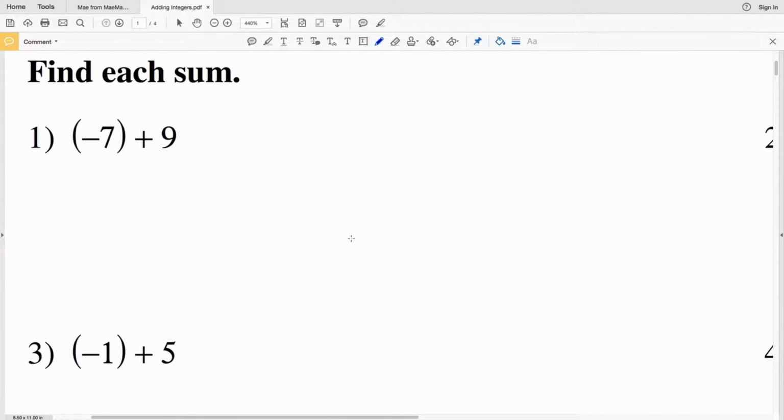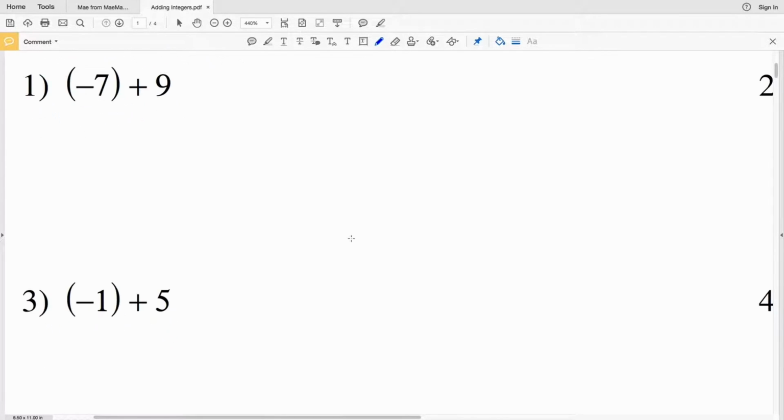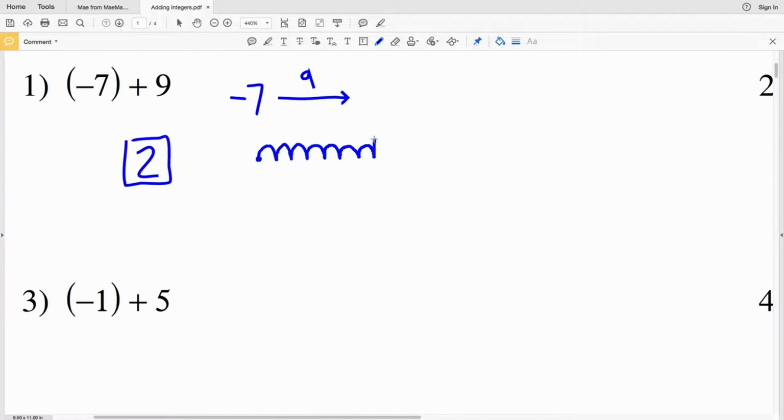So our instructions on this worksheet are to find each sum. Looking at number 1, we have a -7 plus a positive 9. So think of this as starting at -7 on a number line and moving to the right 9 units. If we start at -7 and move to the right, we're eventually going to get at a positive 2 because we'll have -7, -6, -5, -4, -3, -2, -1, 0. So we're at 0 right now, and we went over 1, 2, 3, 4, 5, 6, a positive 7.